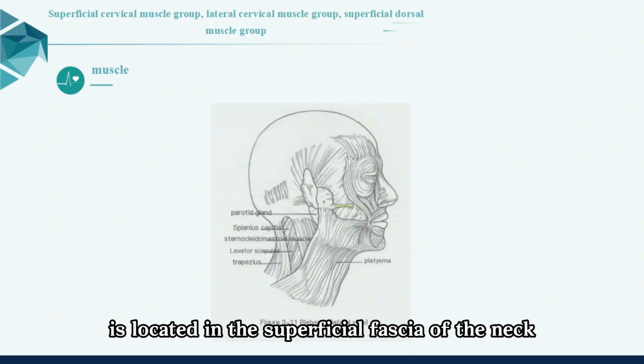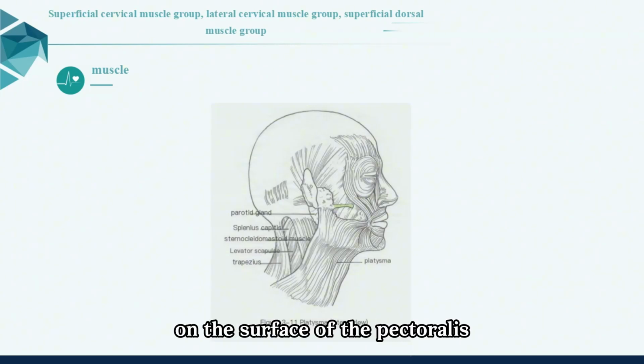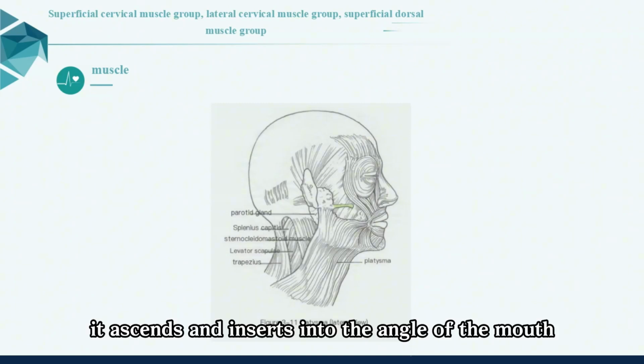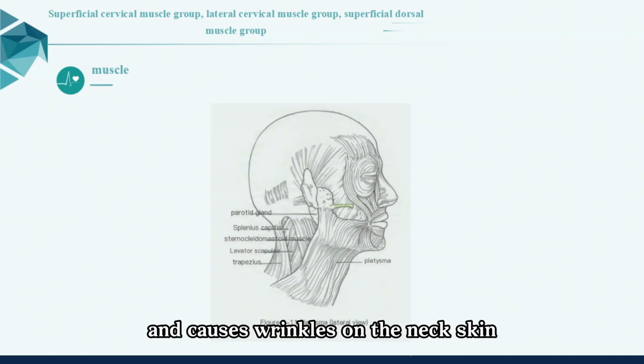The platysma is located in the superficial fascia of the neck. It is a cutaneous muscle. It is thin and broad. It originates from the fascia on the surface of the pectoralis major and deltoid muscles. It ascends and inserts into the angle of the mouth. It pulls the angle of the mouth downward and causes wrinkles on the neck skin.